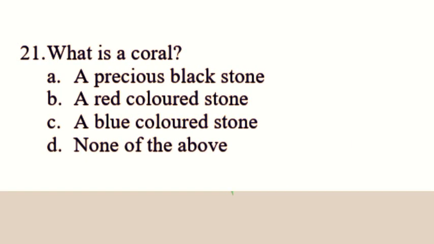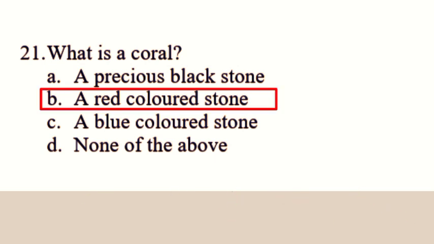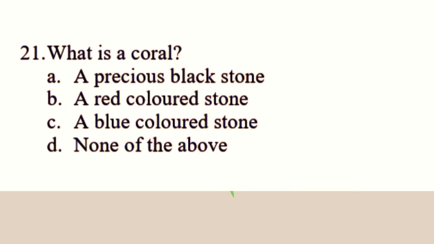Question number 21. What is a coral? Options are A, a precious black stone, B, a red-colored stone, C, a blue-colored stone, D, none of the above. The right answer is option B, a red-colored stone. Coral is a precious red-colored stone.